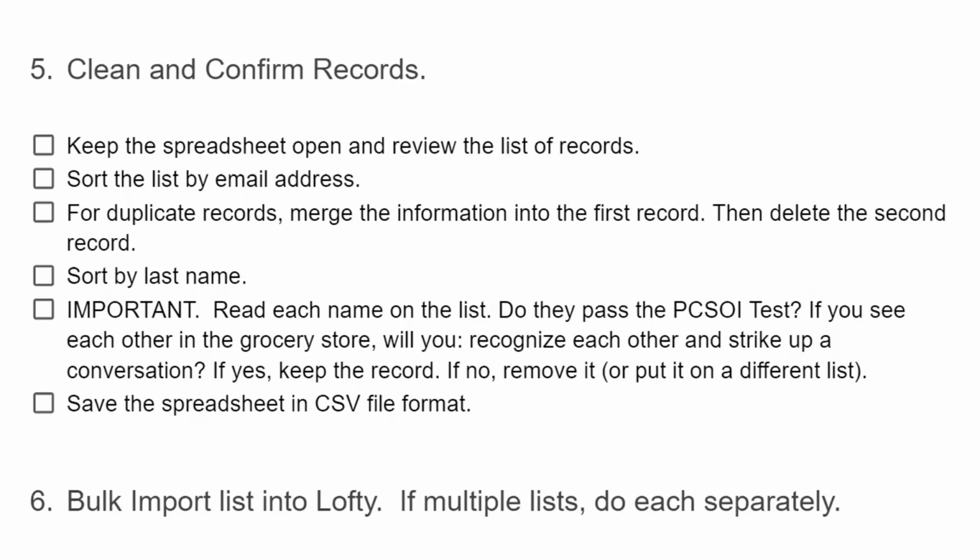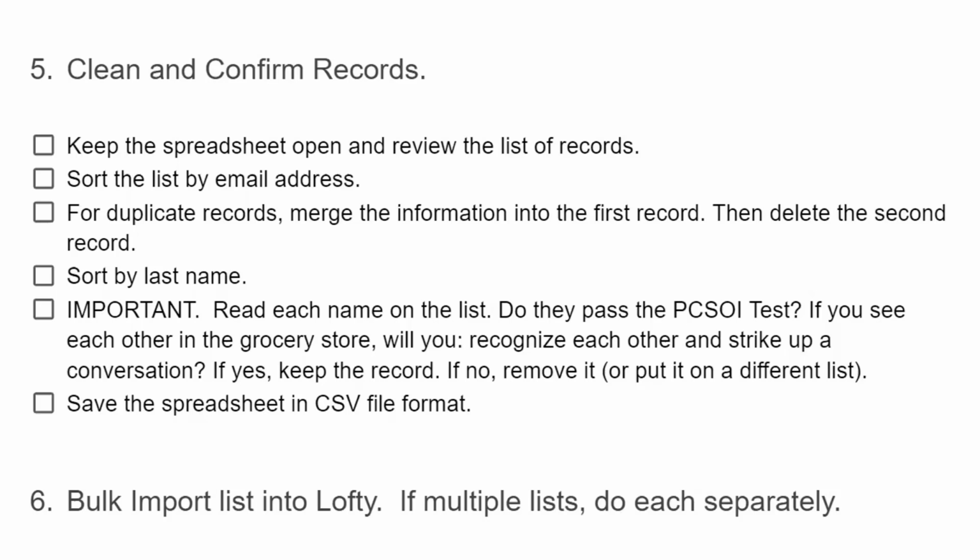The reason for that is Lofty, the database, the CRM, uses the email address as the primary item to anchor all of the contacts in the database. So that's going to be the controlling feature, the email address. So we're going to sort by email address to make sure that we have unique email addresses for everyone. If we do have duplicate records, then we're going to merge the information into the first record and then delete the second record.